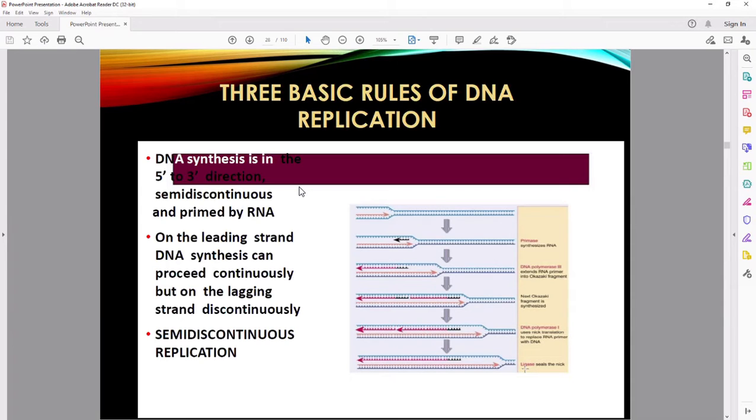Ligase helps to seal the gap. It helps to combine two different DNA pieces together, so it becomes one complete DNA strand. So you have primer, you have primase, you have DNA polymerase, you have ligase here.